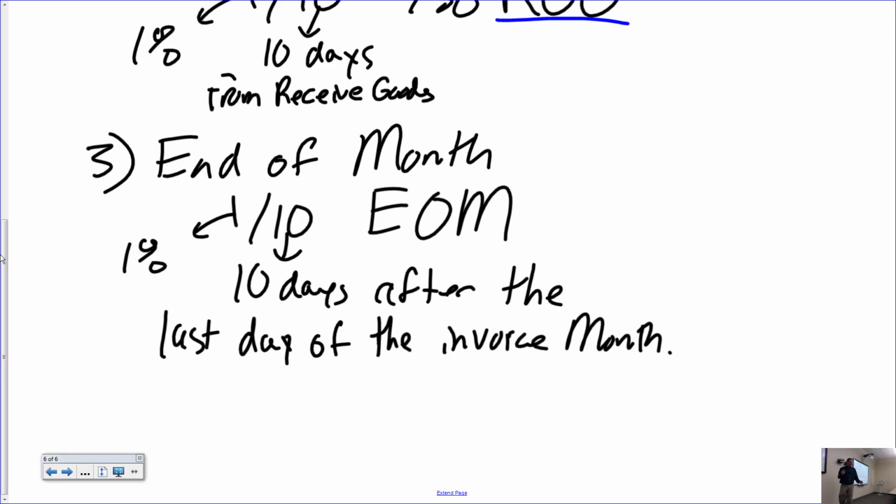Okay, it sounds weird, okay? And again, please note that it's not if you pay by the end of the month. It's 10 days after the end of the month. Okay, what date will it be always 10 days after the end of the month? The 10th. The idea behind this, folks, is that big, huge retailers want to pay all of their bills on the same day and get their 1% early payment discount.